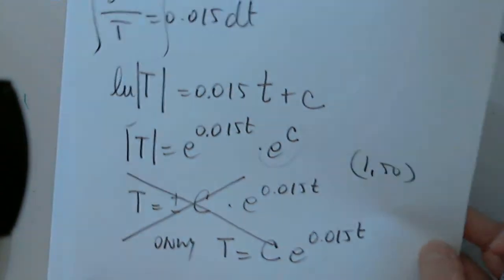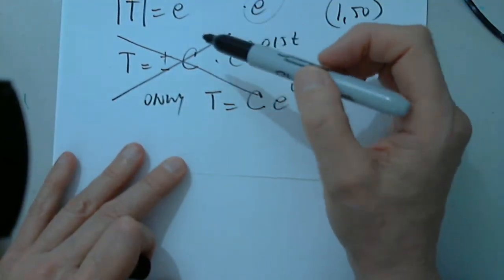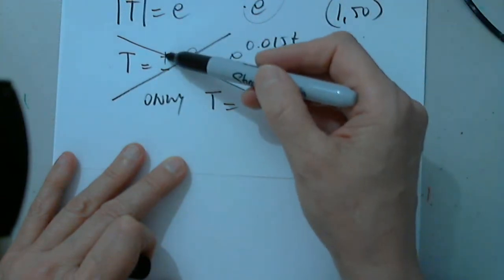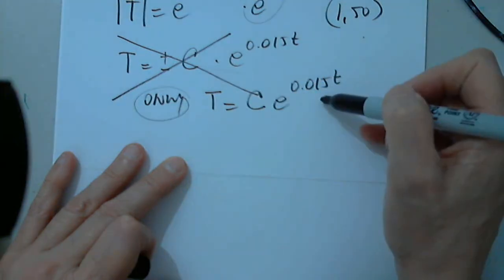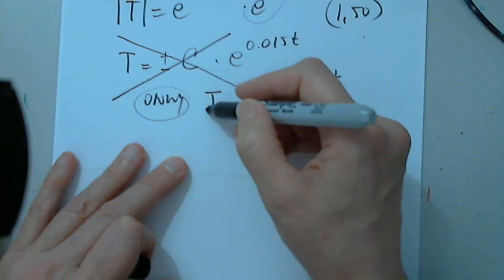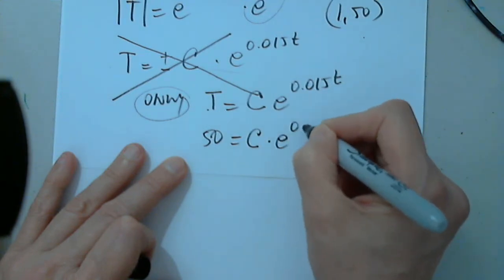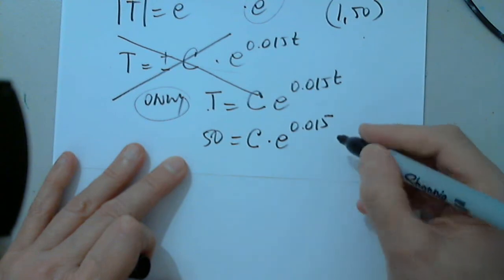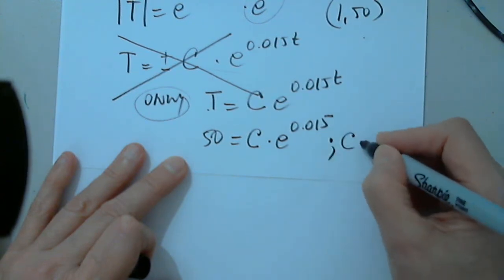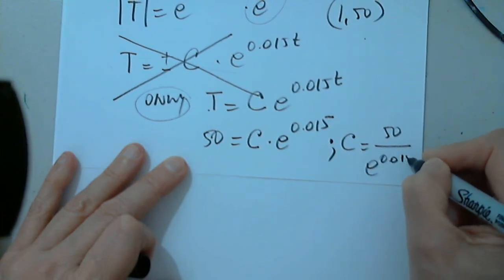And now I will find c. Crossing it out doesn't mean anything. It just means that I realized that it cannot be plus or minus. Or you don't have to cross it out and just say only positive. So when I plug in 1, I get 50 here. 50 equals c times e to 0.015. So then c will be 50 over this. c equals 50 over e to 0.015.